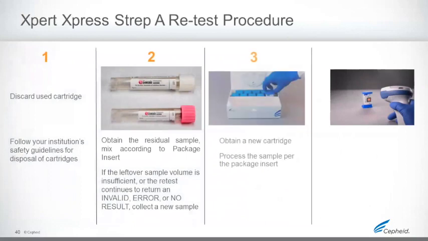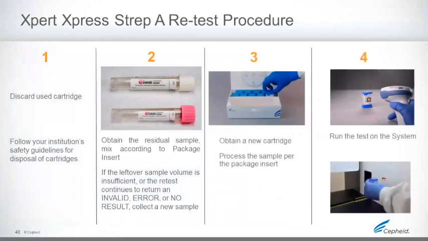For the retest procedure, the instructions are as follows. Discard the used cartridge. It is a one-time use cartridge. And follow your institution's safety guidelines for the disposal of these cartridges. Step number 2, obtain the residual sample mixed according to the package insert. If the leftover sample volume is insufficient or the retest continues to return an invalid, error, or no result, collect a new sample. Obtain a new cartridge and process the sample per the package insert and run the test on the system.